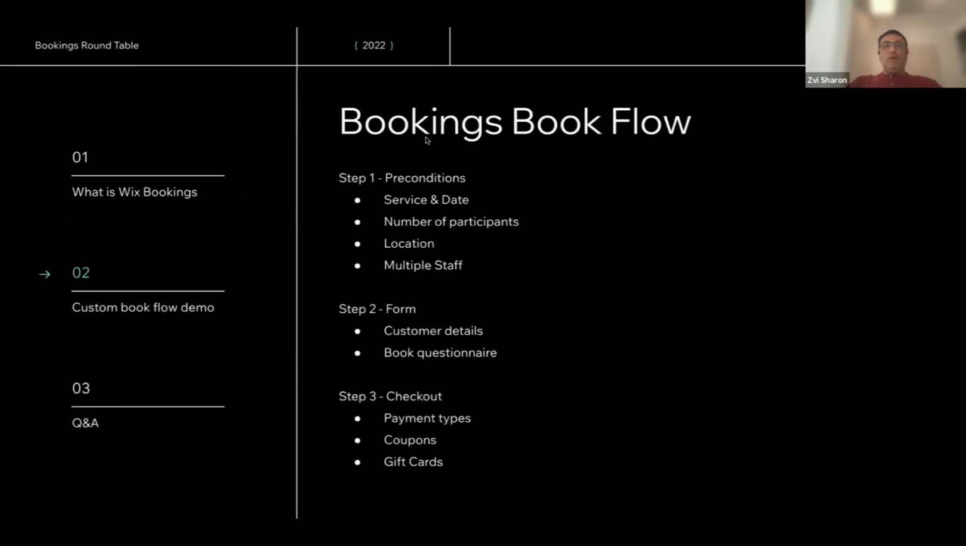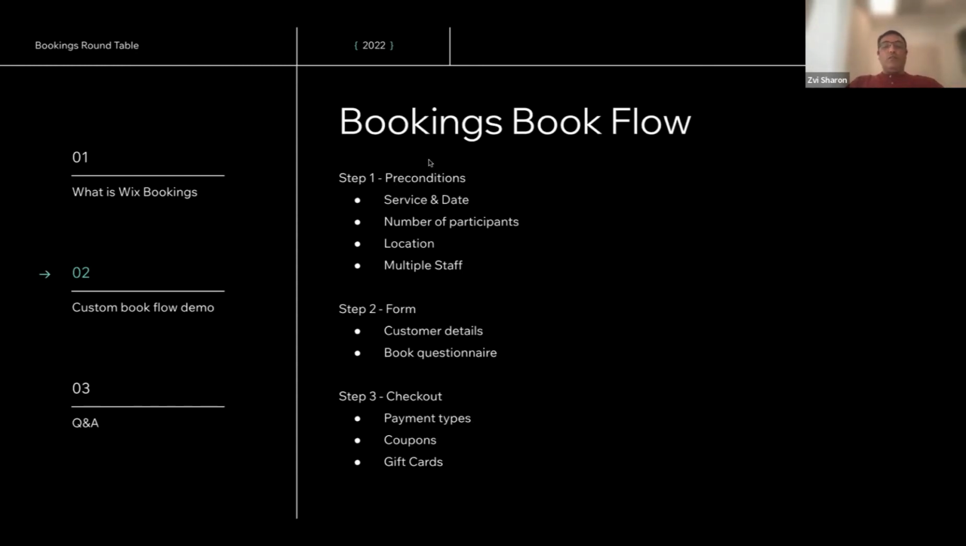So now we will talk about the flow of booking. We have the preconditions, so where you start. You can select the service, you can select the date, then you have the form, so you add the customer details, the customer is filling in his details. You have several questionnaires, not only the details of email, name, and things like that. You can add custom questions in the form. We have a custom book form. And then you have the checkout. You have checkout with payment types, coupons, gift cards, many options to check out.